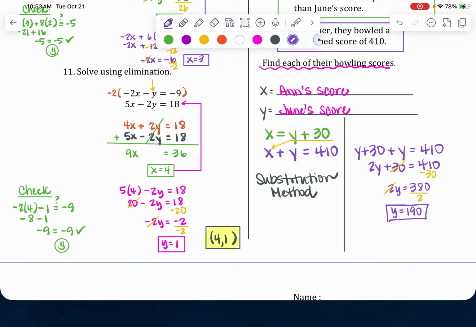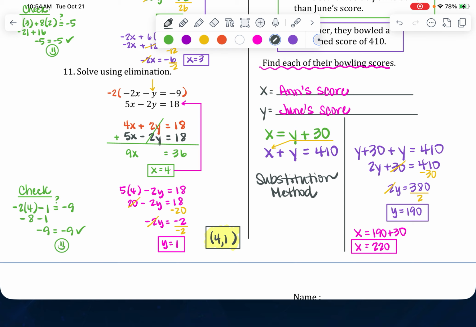That's a pretty good score. All right, and then I need to go find x. Well, I'm just going to go back to my x equals y plus 30. So I'm just adding 30 to June's score, which would give us 210. I'm sorry, 220. And of course, I'm going to double check my answer. Is Anne's score 30 points higher? Yes. If I add these two together, do I get 410? Yes, I do. Those are some very nice bowling scores.